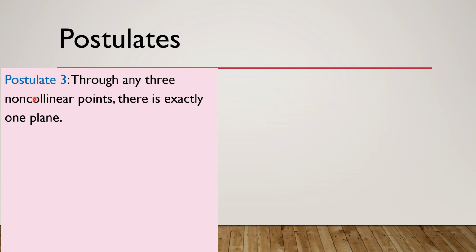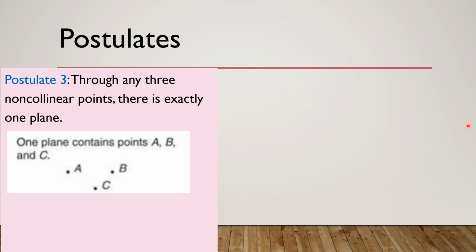Okay, so for postulate number 3, through any 3 non-collinear points, there is exactly one plane. That is postulate number 3. Now, illustration: one plane contains points A, B, and C. So, di ba? Ito yung mga point natin. If we have 3 non-collinear points, so hindi sila magka-align, no? Non-collinear. So, point A, point B, and point C. So, there is exactly one plane, di ba?